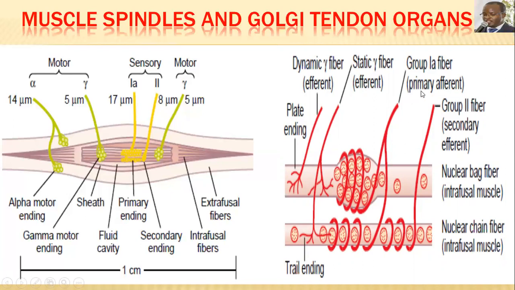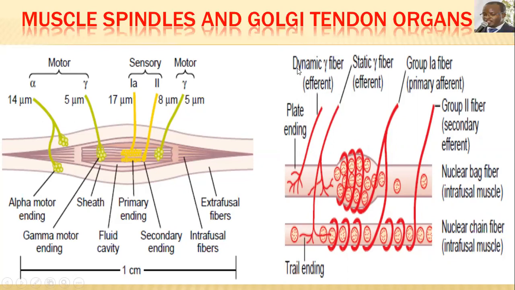These are primary afferent. Then we have the group 2 fibers. These are secondary afferent fibers. So these are efferent and these are afferent. So these are sensory and these are motor in function. So these are the nuclear bag fiber and the nuclear chain.